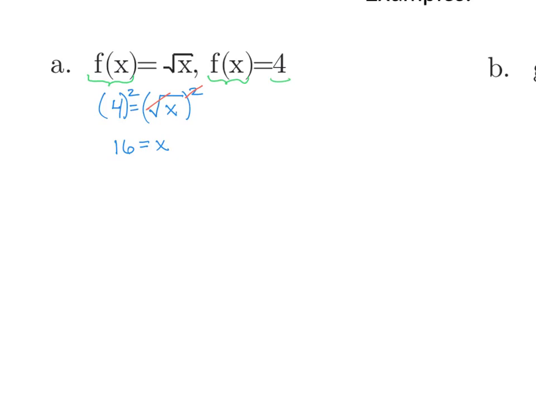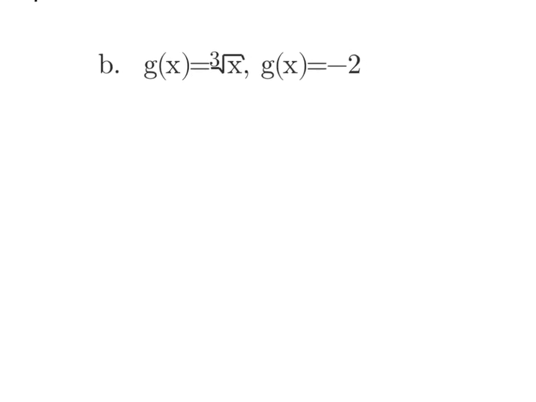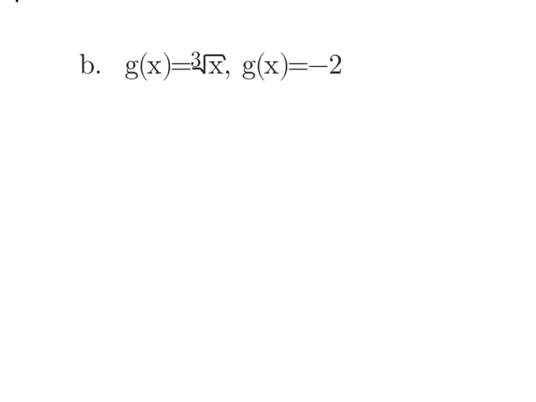All right, one more. Let's look at a cube root. So we have g of x equals the cube root of x. Just like in the previous example, I have g of x equals -2. So I want to replace the whole g of x with -2. We get -2 equals the cube root of x.